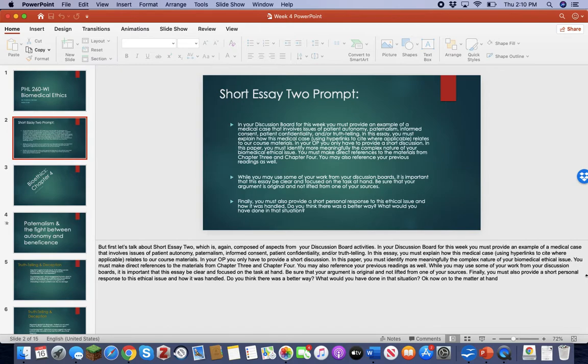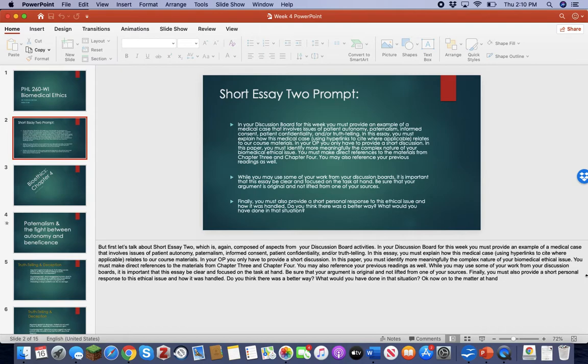You must make direct references to the materials from Chapter 3 and Chapter 4. You may also reference your previous readings as well. While you may use some of your work from your discussion boards, it is important that this essay be clear and focused on the task at hand. Be sure that your argument is original and not lifted from one of your sources. Finally, you must also provide a short personal response to this ethical issue and how it was handled. Do you think there was a better way? What would you have done in this situation?